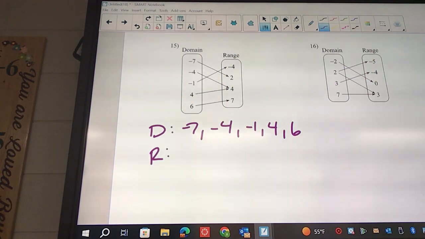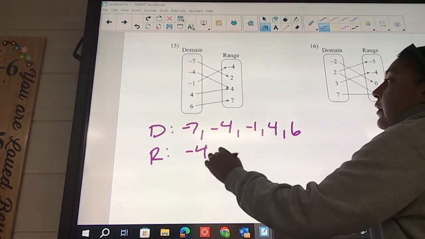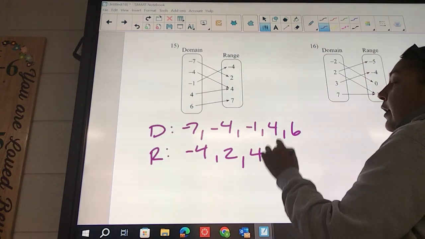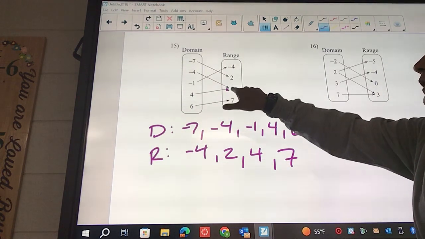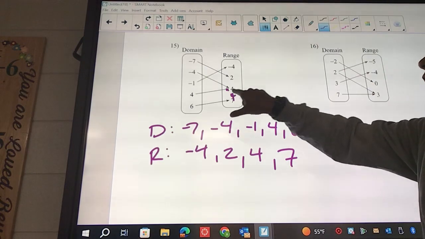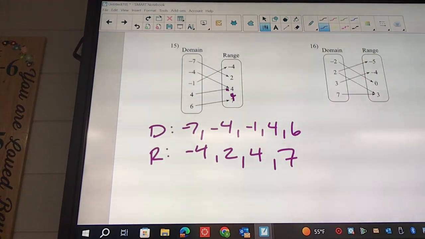Okay, and the range is going to be negative 4, 2, 4, and 7. Okay, and same thing. This 4 has 2 of them. That means really the list should be like 4, 4. Okay, but we don't write it twice, just like what you did on the front. Okay, it's not allowed, so that's why they left it out.